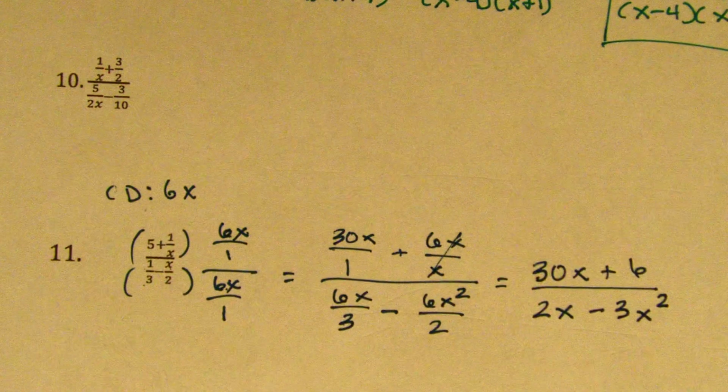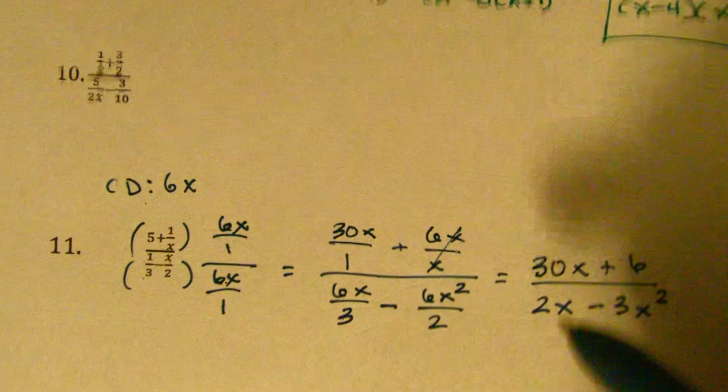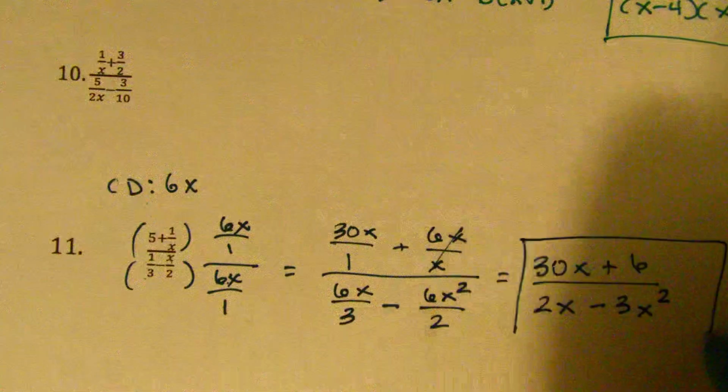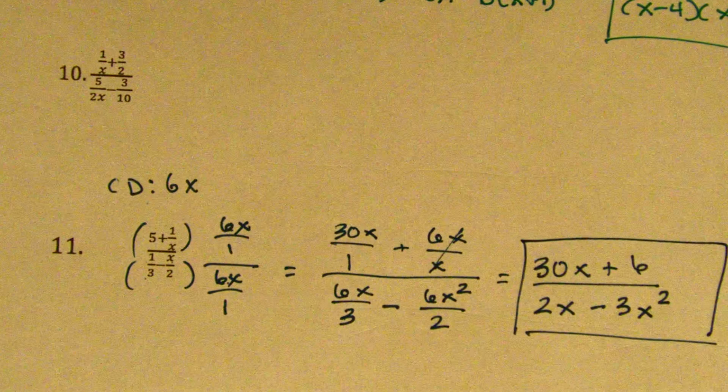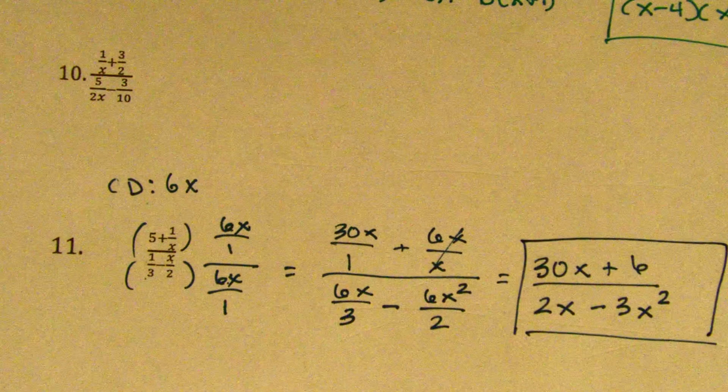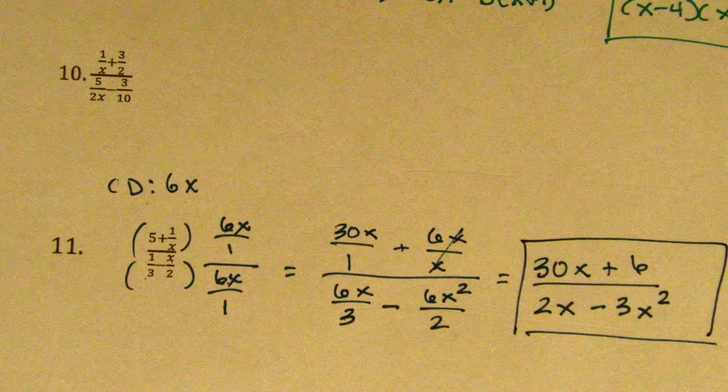I could factor the top and bottom, but there's nothing that would reduce. So if you wanted to factor them, you could, but nothing would cancel, so you can leave it like that. And that's going to be the end of this video, and we will pick up with part 6 in the next video.